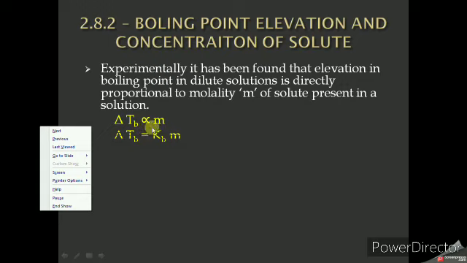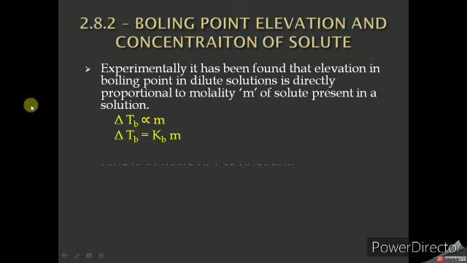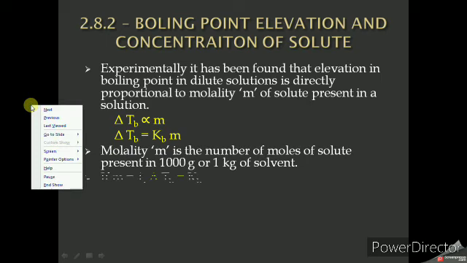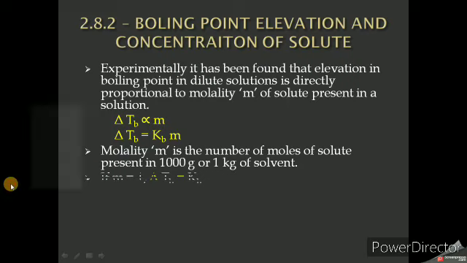So delta Tb, the elevation in boiling point, is directly proportional to the molality of the solute. Delta Tb is equal to Kb into m, where m is the molality. What is molality? Molality m is the number of moles of solute present in 1 kg of solvent, and for molarity, instead of 1 kg there is 1 liter, meaning it is the volume, whereas here it is the mass. That is the main difference between molality and molarity.